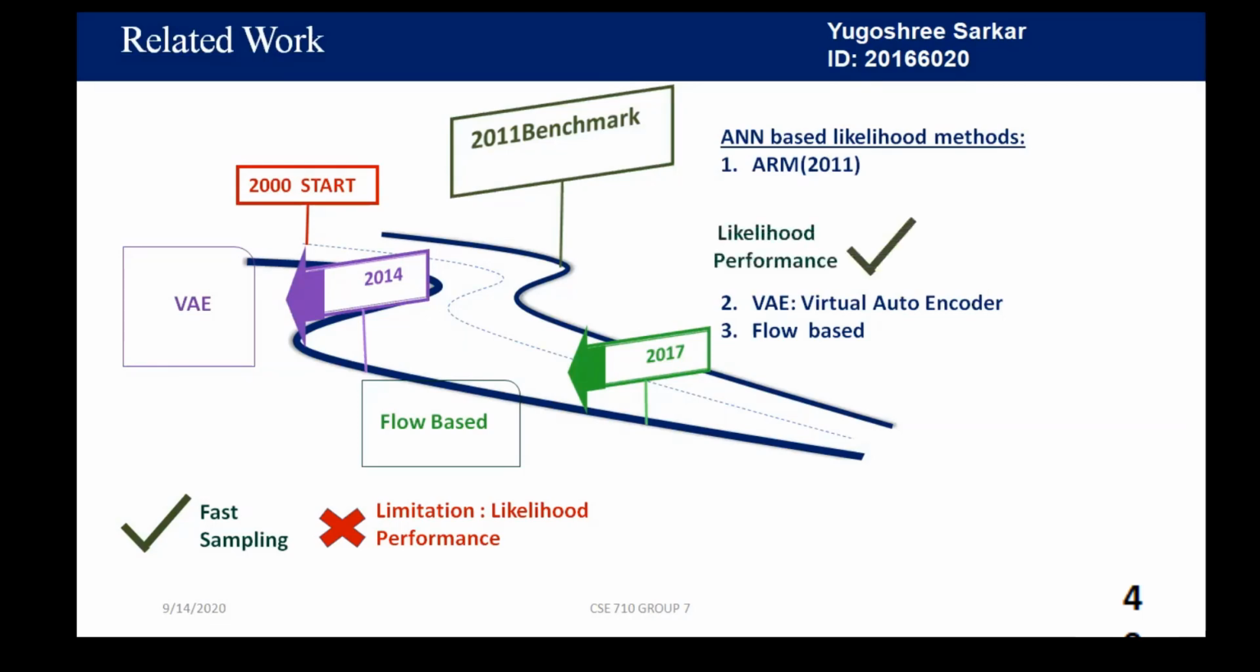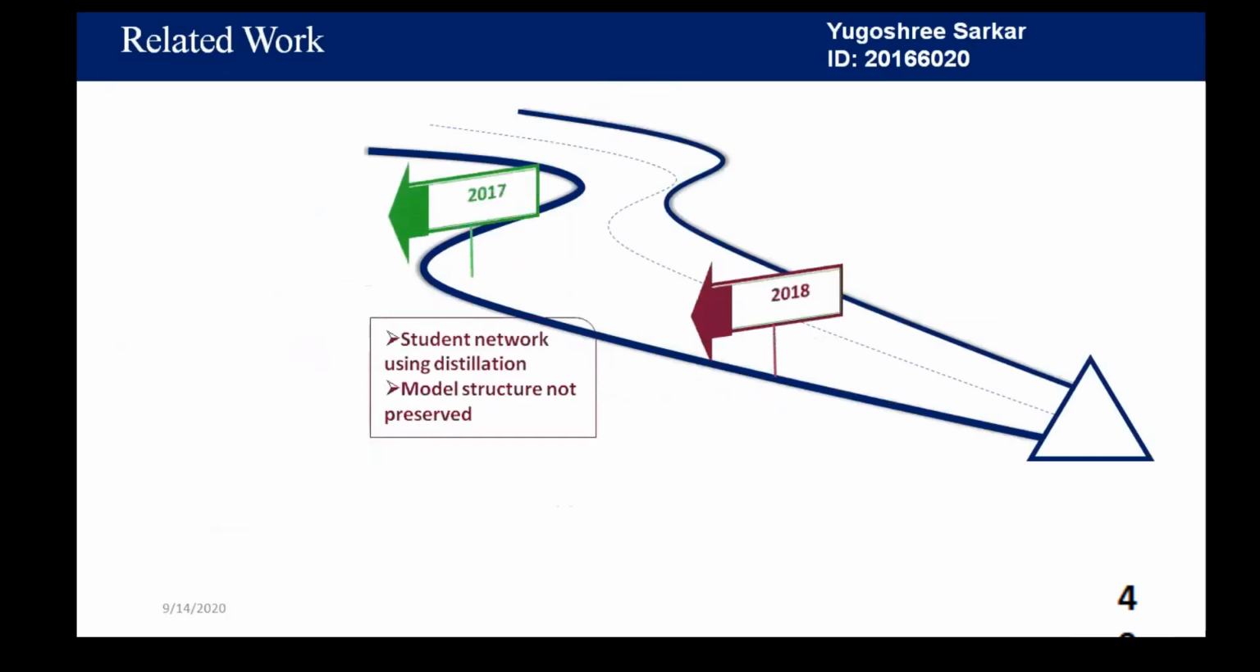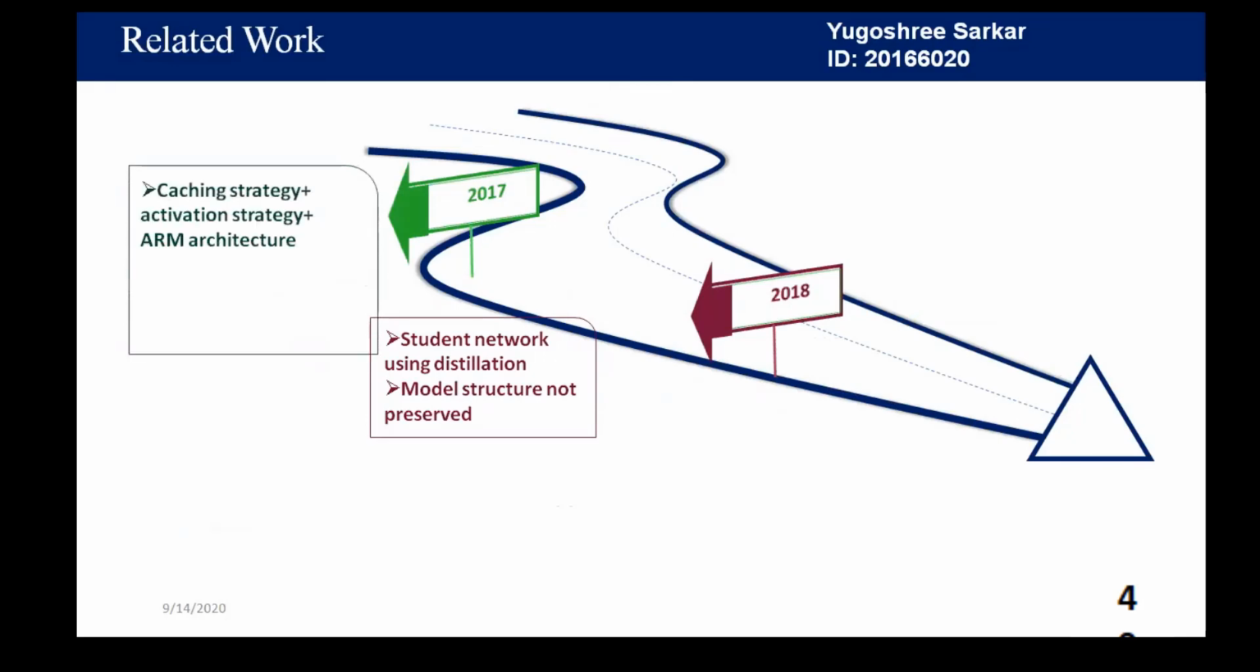Now, the limitation of AR model is slow sampling time. In 2017-18, student network using distillation was proposed to speed up the sampling time, but it couldn't preserve the model structure. To keep the model intact, hashing and activation caching strategies were included with AR model in later research. But there the problem of large memory overhead arises. Compared to that, our reviewed paper doesn't use any extra memory.